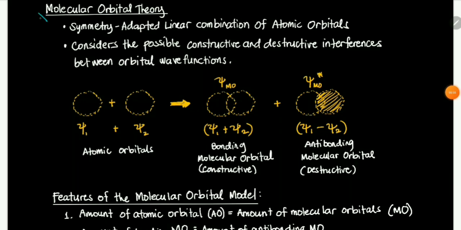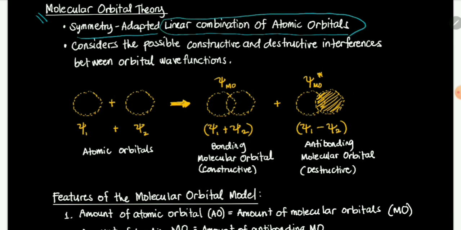So in this video, I'll discuss the molecular orbital theory. Molecular orbital theory deals with symmetry-adapted linear combination of atomic orbitals. In VBT, or valence bond theory, linear combination lang yung kinoconsider. Basta meron ka lang orbital overlap, nagkakaroon ka ng bond. Pero dito sa MOT, or sa molecular orbital theory, i-consider natin yung symmetry.